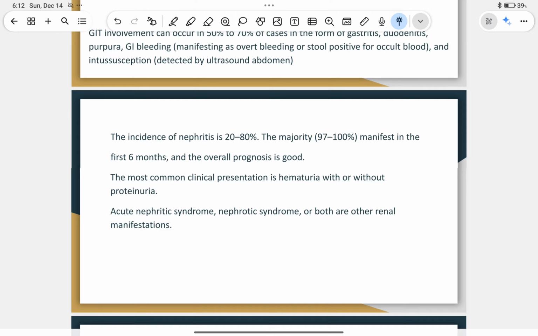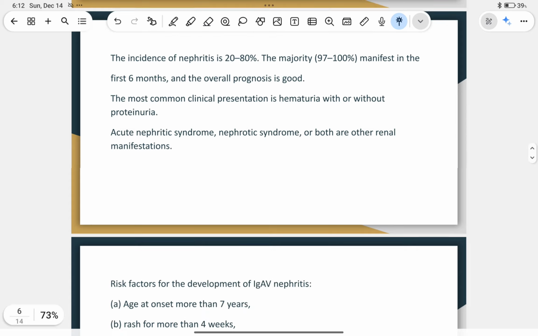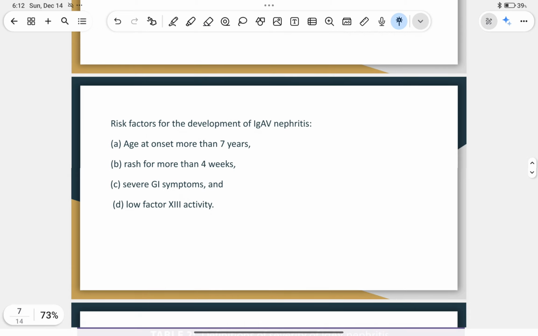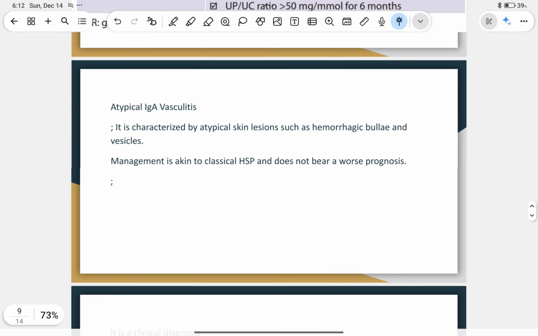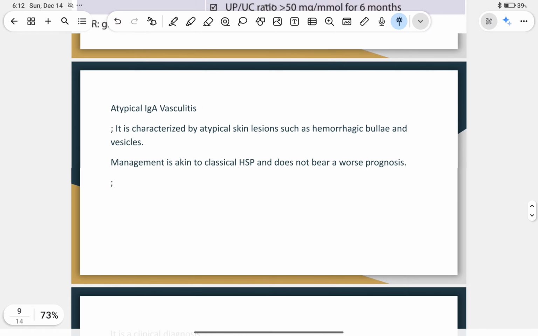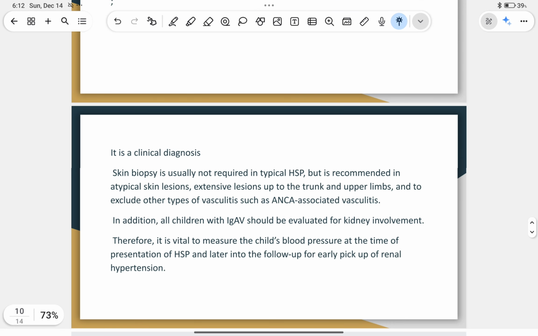So the most common presentation is hematuria. That means the most common is nephritic syndrome compared to nephrotic syndrome. Risk factors for developing IgA nephritis are age more than 7 years, rash lasting for 4 weeks, severe GI symptoms and low factor 13 activity. And atypical IgA vasculitis is the same in everything except hemorrhagic bulla and vesicles. Management is the same. It bears the same prognosis.